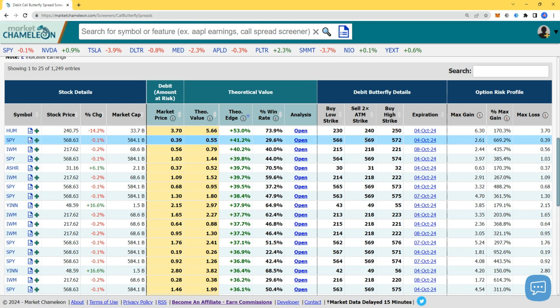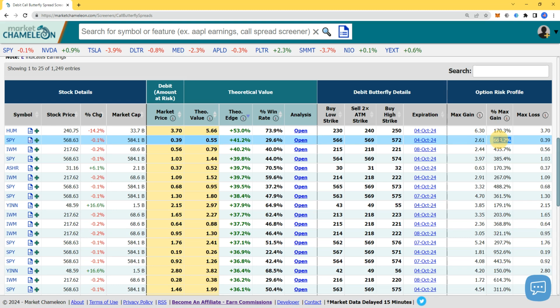Your goal for SPY, of course we don't control it, is for SPY to stay at 569. That's your max profit. You see here your max gain, if it does happen, is you collect $260. But look at this, your max loss is $39, $40. That is it. You're risking $40 for a goal to make $260.